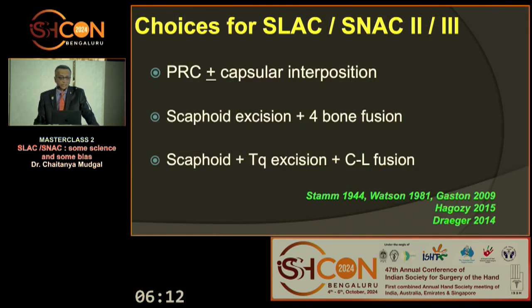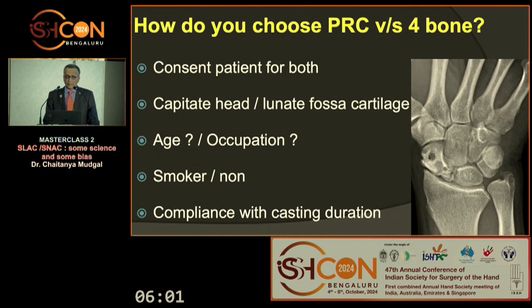What about SNAC and SLAC 2 and 3? Where the choices are PRC with or without capsule interposition, scaphoid excision 4-bone fusion, and like I said, the limited carpal fusions with 2 and 3 bones. What do I do? I consent the patient for both, or rather, I used to consent the patient for both. I'm going to talk to you more about my bias in a second. And then I decide what to do based on the status of the cartilage on the head of the capitate and the lunate fossa. The age and the occupation used to make a difference to me. They don't anymore.